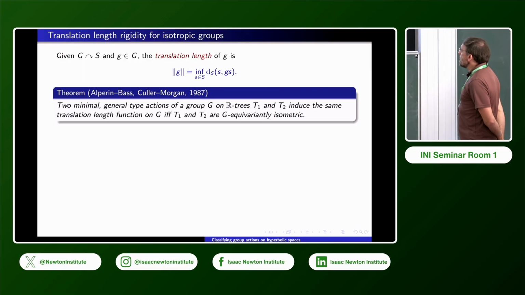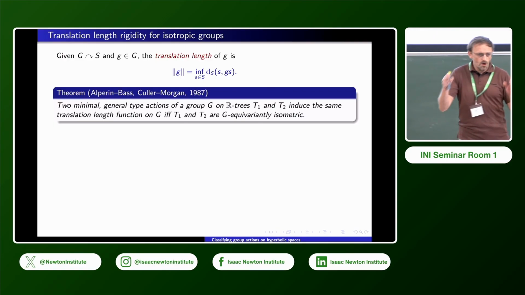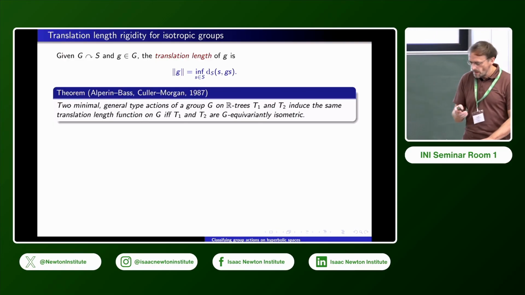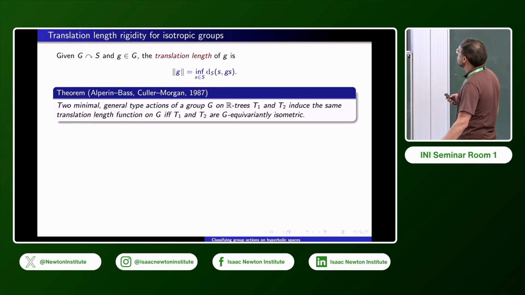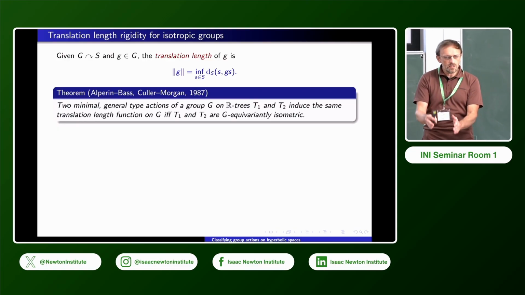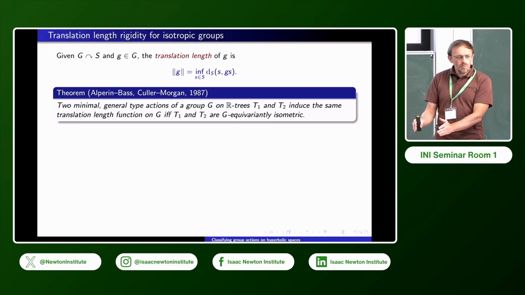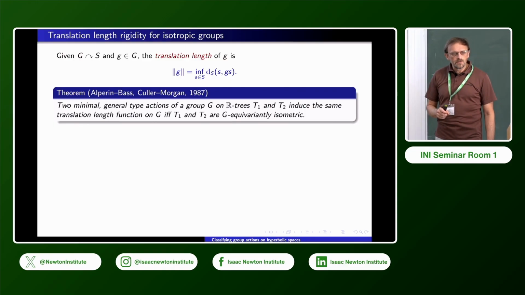It turns out that if you have two minimal general type actions of a group on two R-trees, here the word minimal is used in the sense of the action on trees, so there is no proper invariant subtree, then two minimal general type actions of a group on two R-trees induce the same translation length function if and only if they are equivariantly isometric. So if you want to classify actions on R-trees up to equivariant isometry, the translation function defined this way provides you a complete invariant.